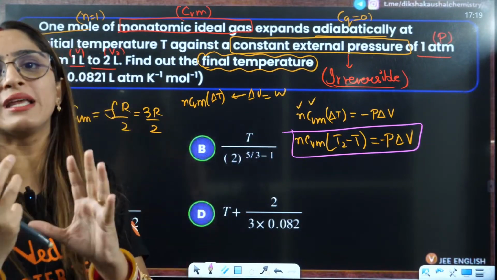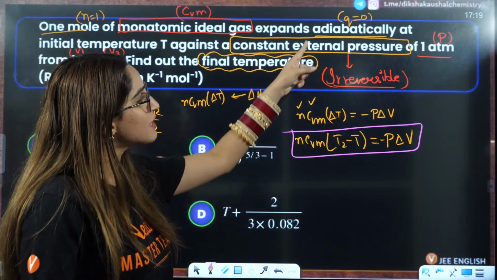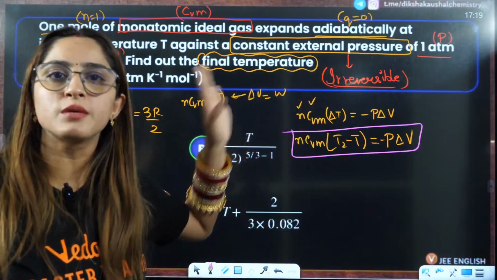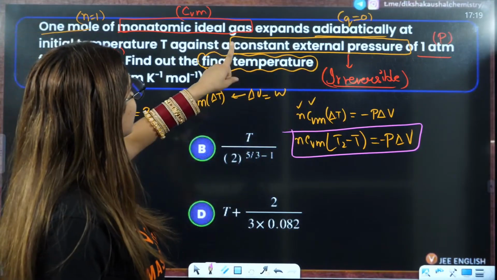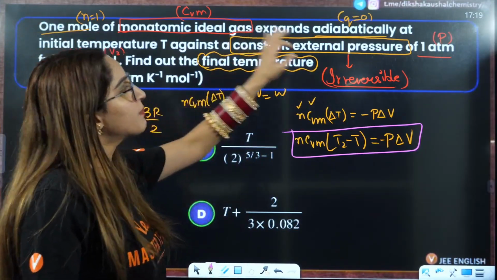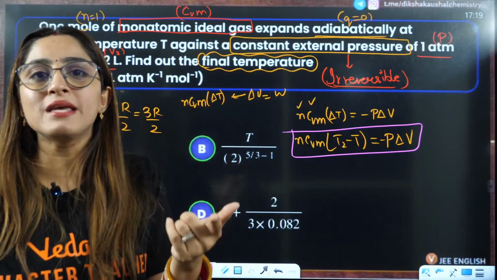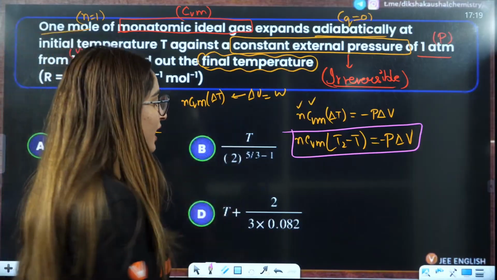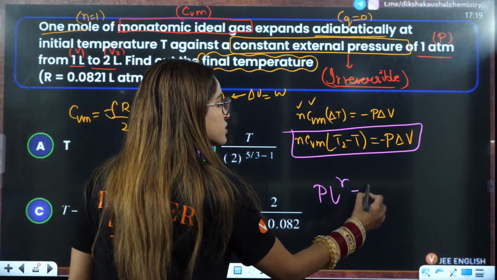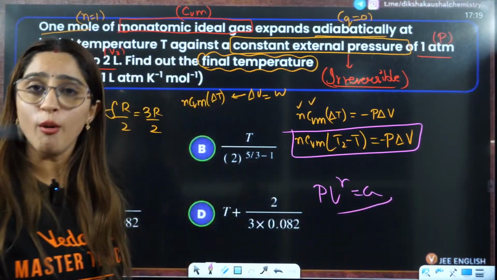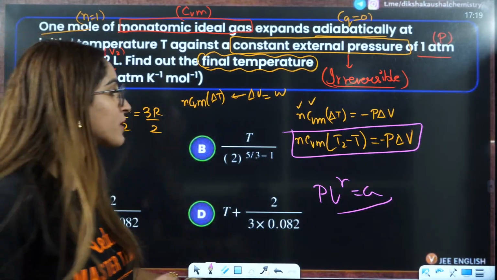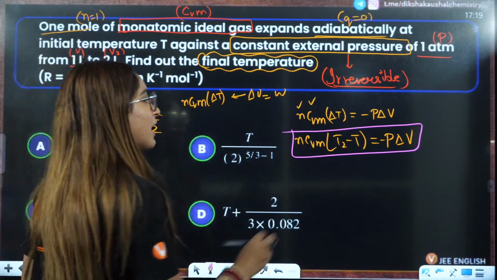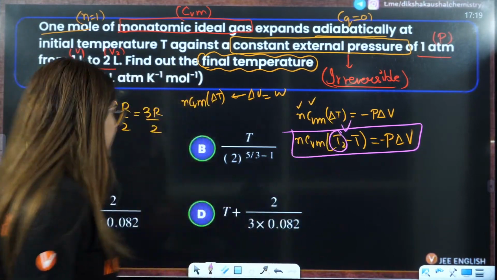There are too many things here. First, you have to see whether it is reversible or irreversible. If this was reversible, let's say they had written variable external pressure, variable means reversible, and the whole question would change. In that case, you would use PV^gamma equals constant. But now, because it is irreversible, you will solve through these two formulas to find the value of T2. Is that clear to everybody?